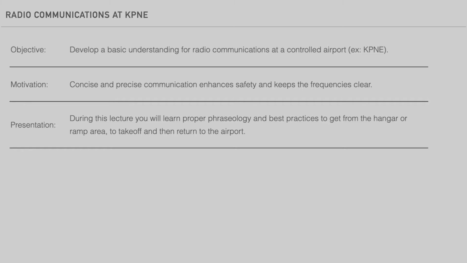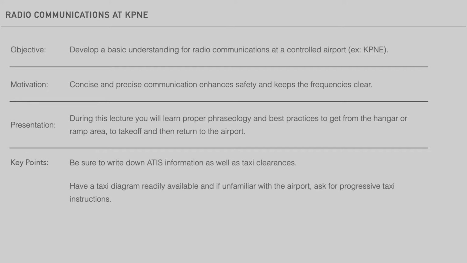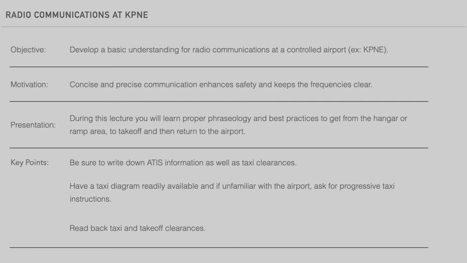During this lecture, you will learn proper phraseology and best practices to get from the hangar or ramp area to takeoff and then return to the airport. Some key points to consider include being sure to write down your ATIS information as well as taxi clearances. Have a taxi diagram readily available, and if you're unfamiliar with the airport, ask for progressive taxi instructions. Read back taxi and takeoff clearances.